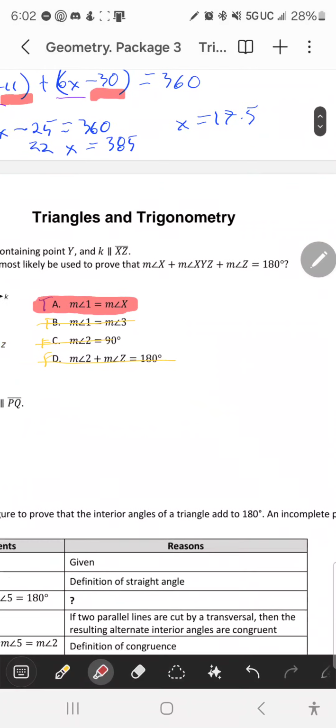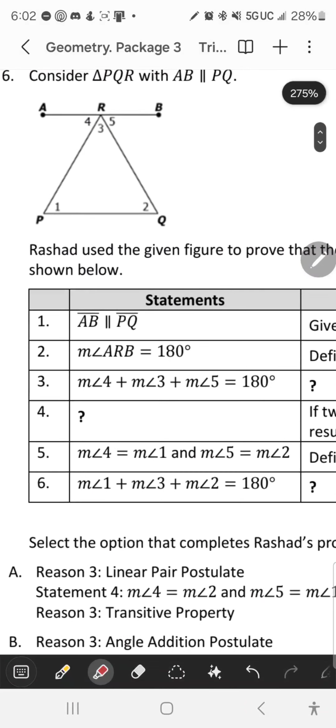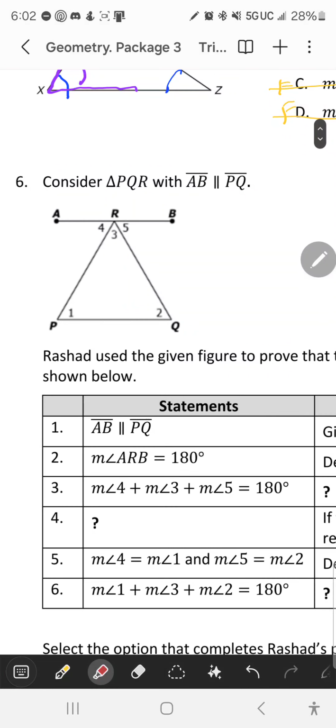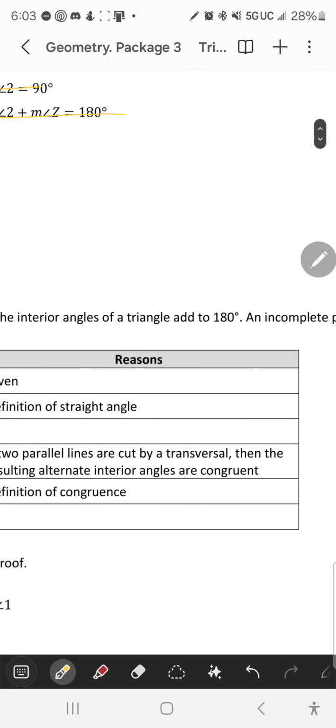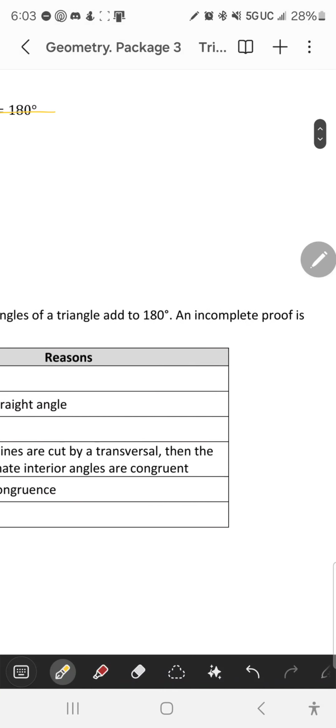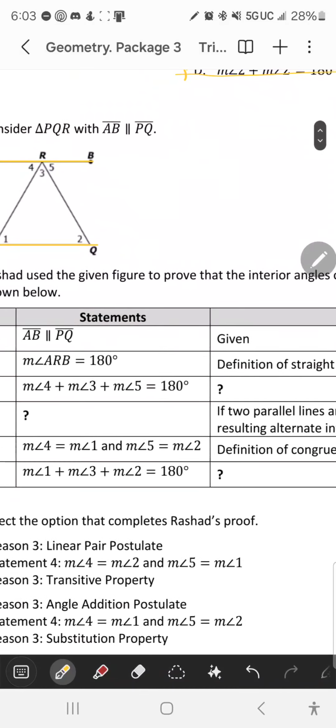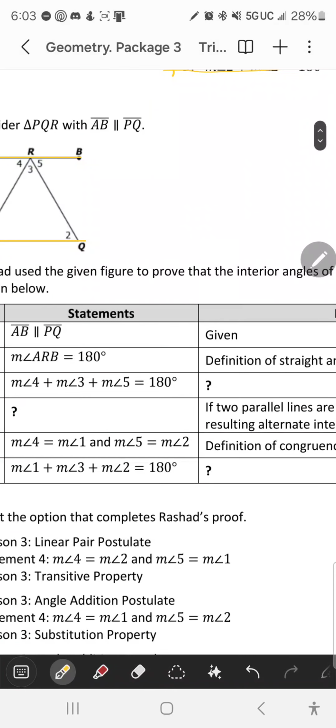Yep, that's basically it. Now let's see, consider triangle PQR with AB parallel to PQ. This is parallel to this one. Let me make it straight. Perfect. Now, Rachel used the given figure to prove that the interior angles of a triangle add to 180. An incomplete proof is shown below. We need to complete this proof.